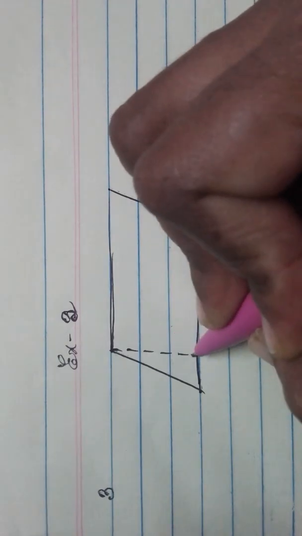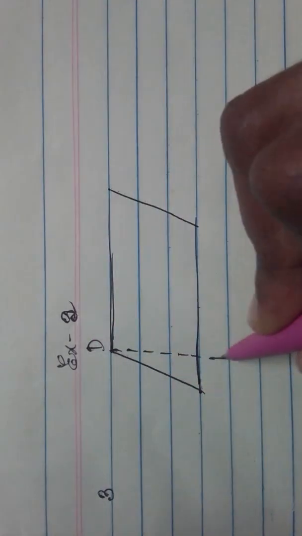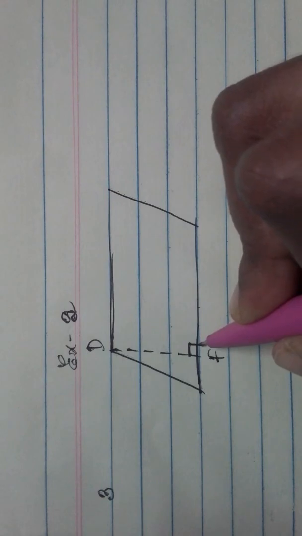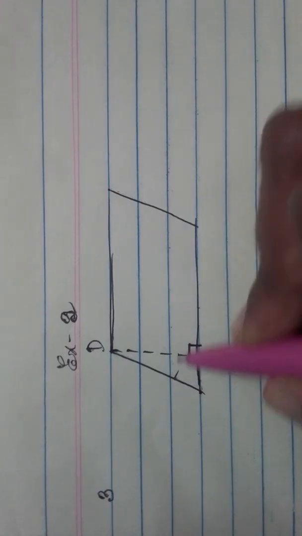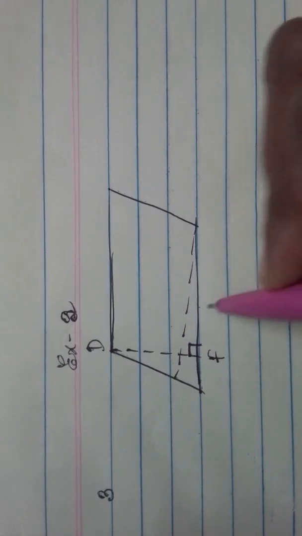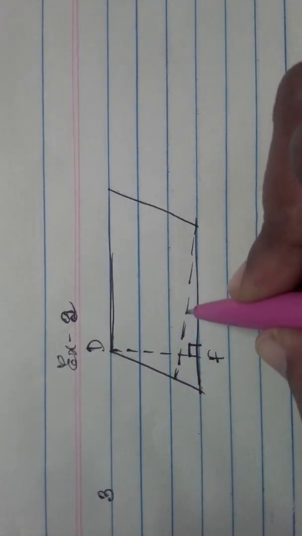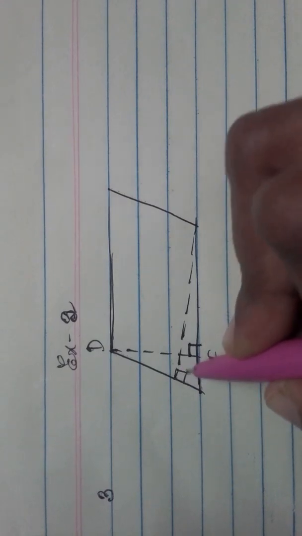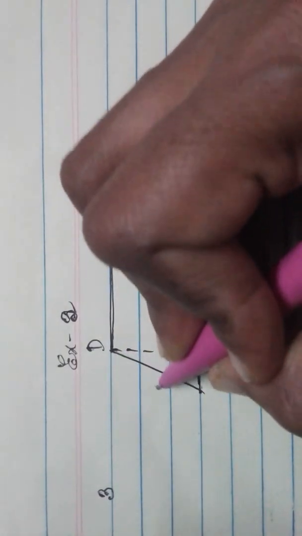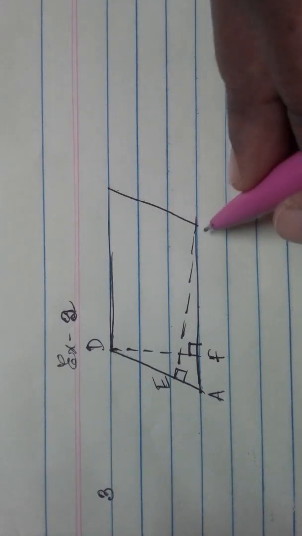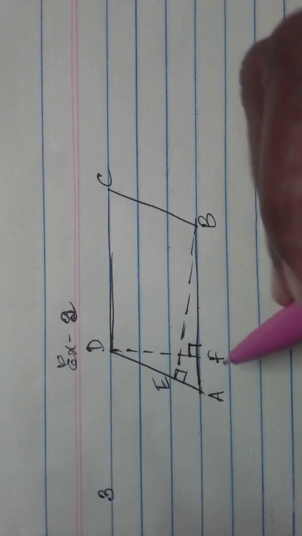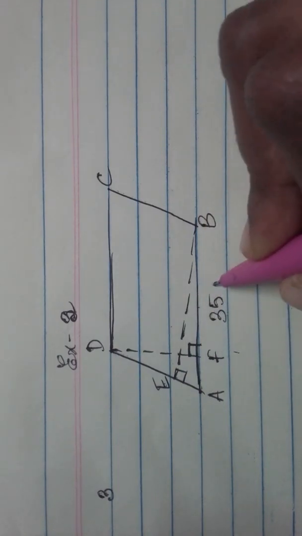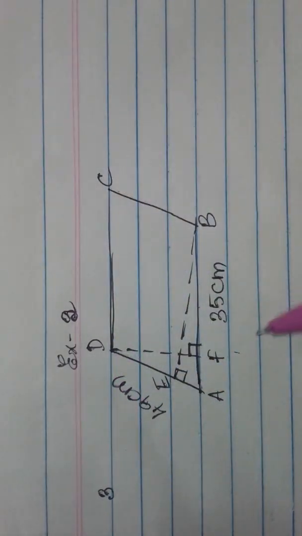When we draw a perpendicular, this is DF perpendicular. When this angle is shown, it is 90 degrees, so it's the perpendicular. Now another perpendicular is drawn. This is E, this is A, B, C, D is the parallelogram, E, F are the perpendiculars drawn. This is 35 centimeters and this is 49 centimeters. This is given in the question.